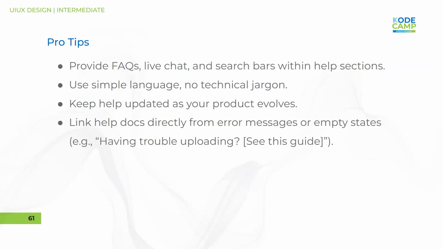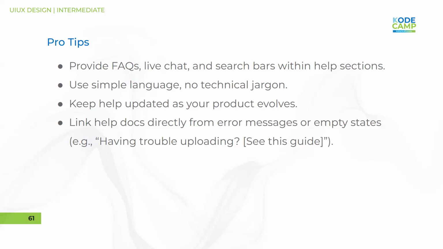So a cool tip here is to provide FAQs and bring in live chats and also search bars within help sections. And also use simple language. It should not be technical jargon that will only be understood by developers and the like. We are not designing for us, we are designing for the users. And also keep help updated as products evolve. Don't tell them, go to menu, from menu you now see export, whereas the export is now in format. So let your help be updated.